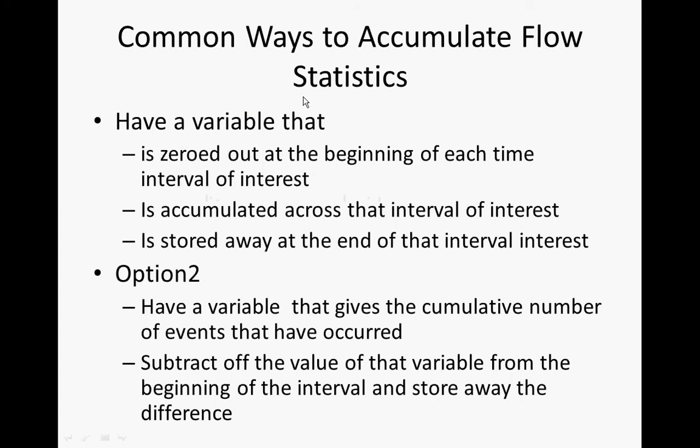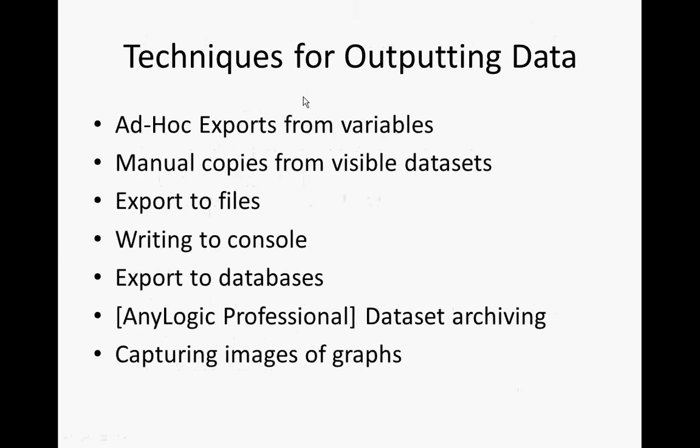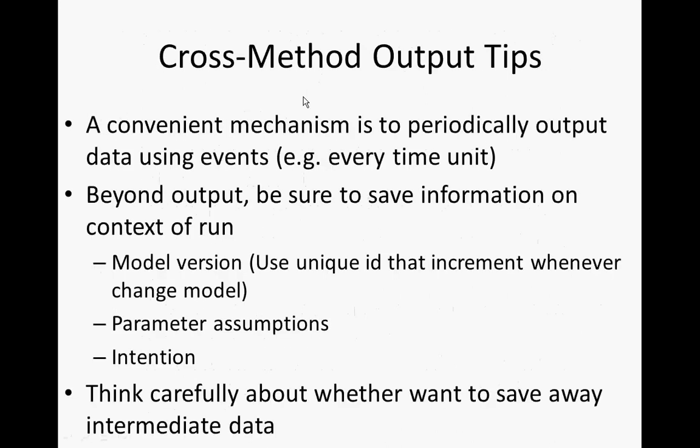Okay, so that was flow statistics. Let's talk more about outputting data. I'm going to go through a variety of convenient mechanisms to periodically output data using events. We've just done that. With an event, we periodically report at certain intervals the state of things: flow statistics, stock statistics, summaries of the current population, and differences.